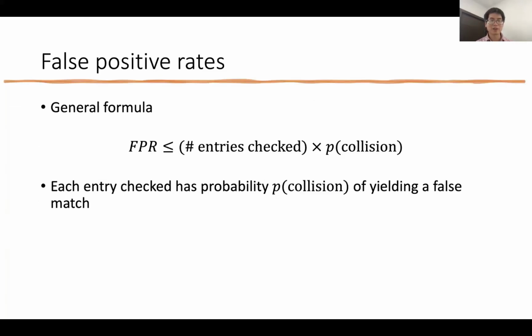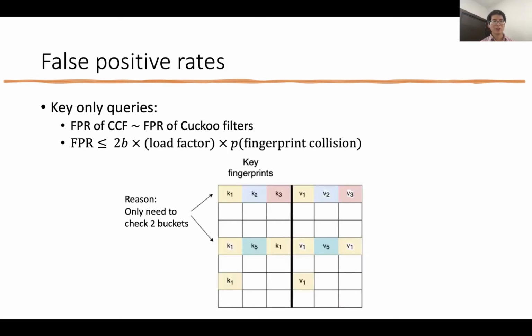So we can analyze the false positive rates for these sketches. The general formula for the false positive rate for both the conditional cuckoo filter as well as the regular cuckoo filter is to bound the false positive rate by the number of entries checked times the probability of a collision in each of the entries. So if I query for only a key, the false positive rate of a conditional cuckoo filter is roughly the same as that of a cuckoo filter. That is, it's bounded by 2b, the number of entries in the bucket pair, times the load factor for the sketch, times the probability that any 2 fingerprints collide. The reason for this is that you only need to check the first 2 buckets to verify whether or not a key is in the sketch. All of the duplicates are basically just handling the attributes.